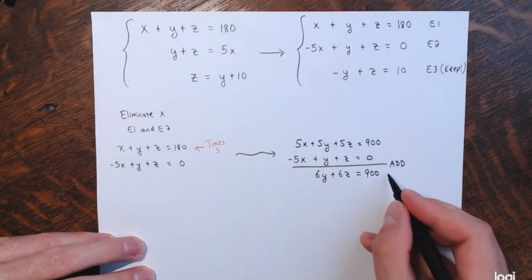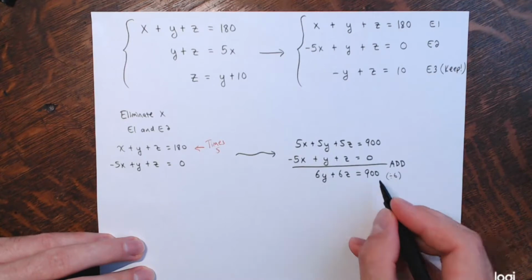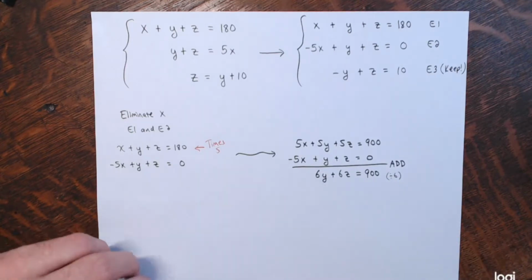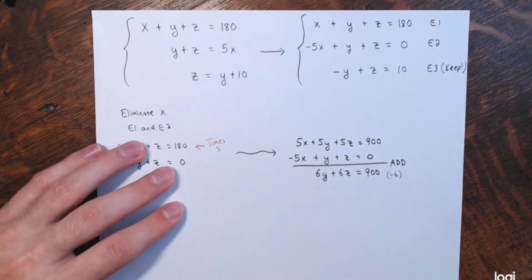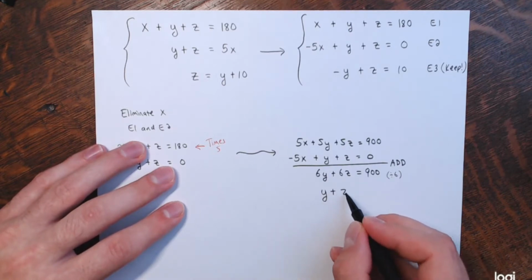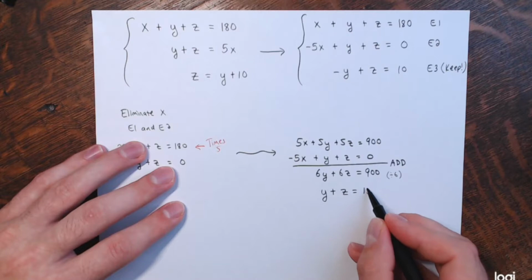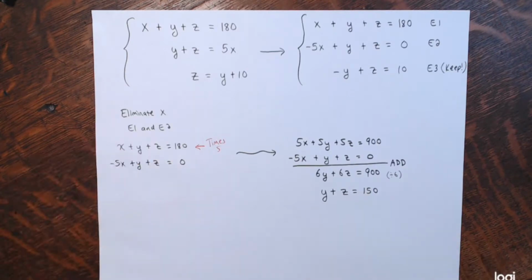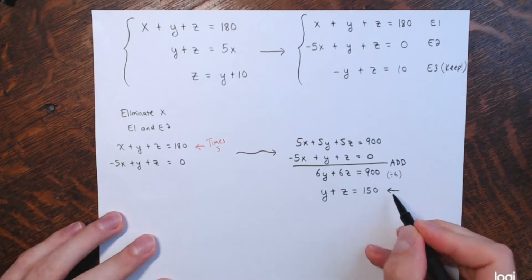And then I'm going to divide everything by 6. I notice that all these values, 6, 6, and 900, are all divisible by 6. So then we'll have a simpler equation with simpler numbers. y plus z equals 150. And this is what I'm going to call equation 4.